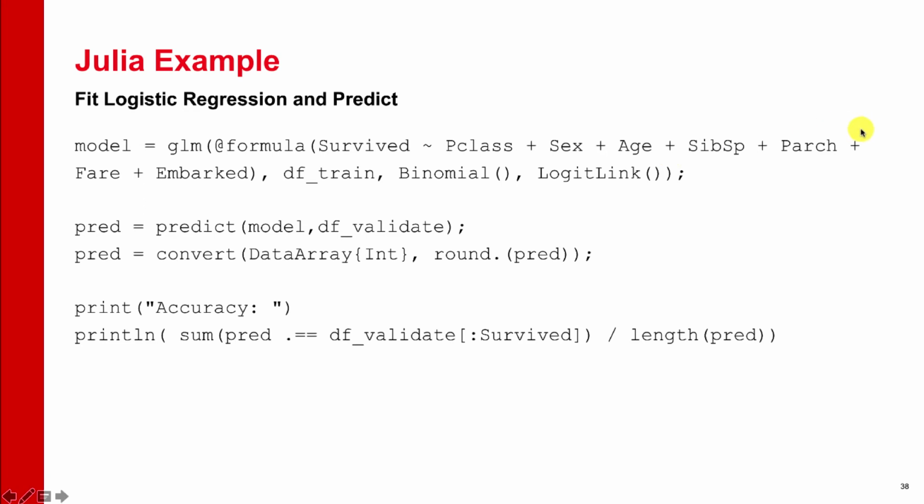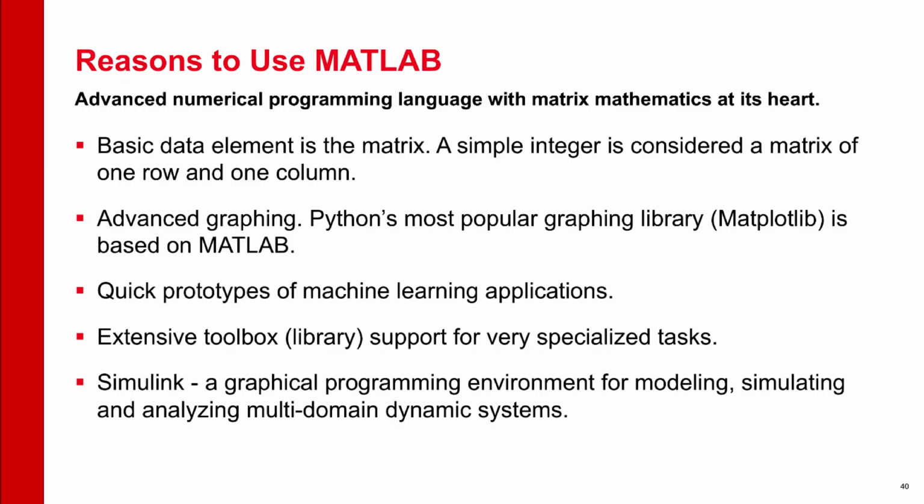Here I create a GLM and I create a formula for it. The formula is in very similar form to what you see in R, and you do specify binomial and link function for it. So you're not just saying logistic regression, you're saying a GLM and then what family and what the link function is. Then we predict it, we convert it and round so that we can now display the accuracy.